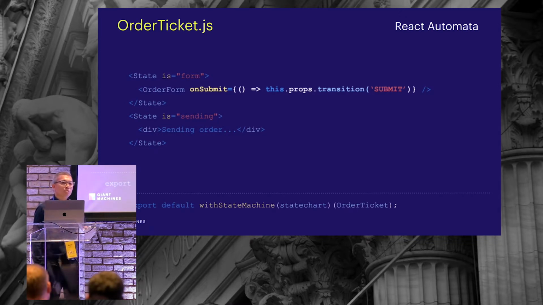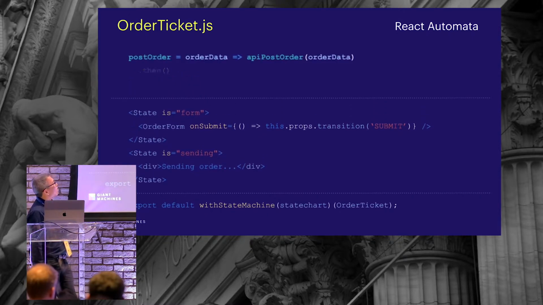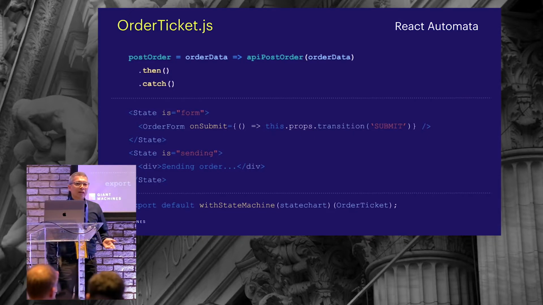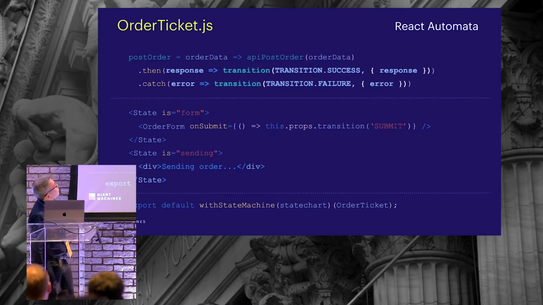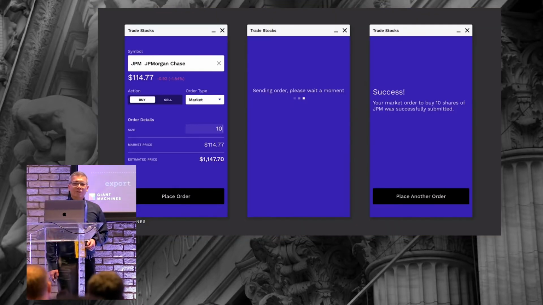This transition function is a property that's passed to us by the withStateMachine higher order component. Now, do you remember that onEntry action that we defined in the state chart? Well, we can define this postOrder function right here in our order ticket, calling an API method and receiving back a promise. And then we can use that same transition function to handle success or failure and change states, passing relevant data, for example, the response or the error object. OK, so far so good, right?